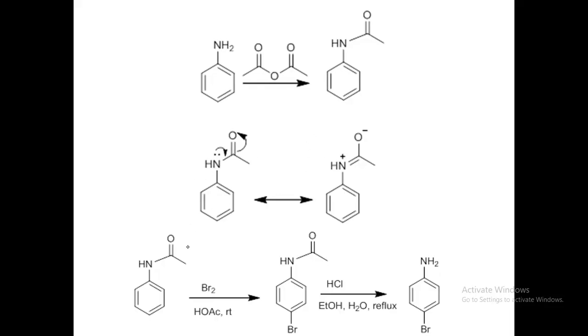Very simple, right? Good. Now in this case, if we put bromine there under normal circumstances, we can get our monobrominated product. And after that, we can use acid to break this amide bond to get our monobrominated aniline. Very necessary.